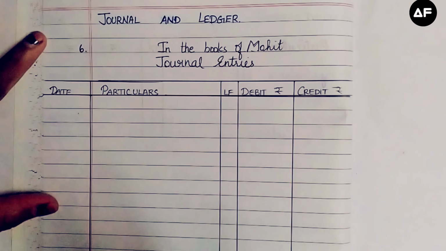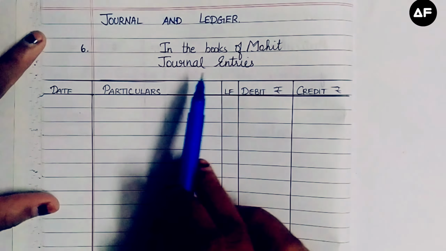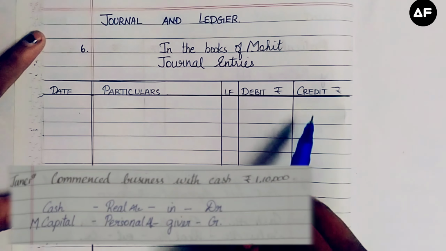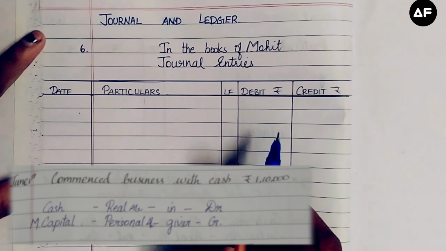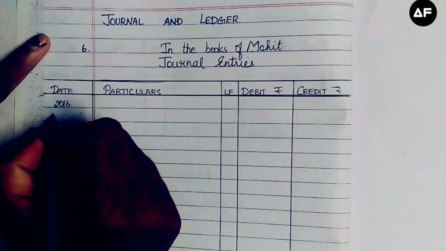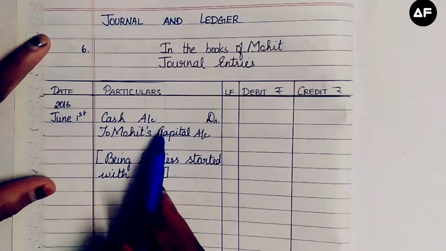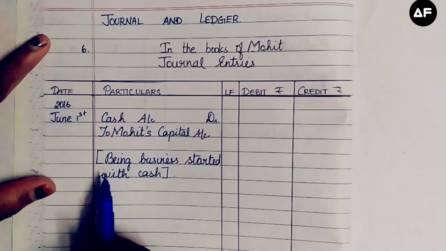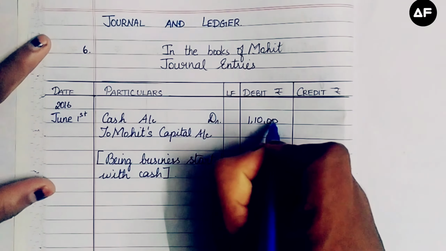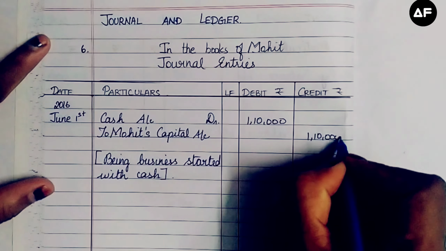Next, we are moving into the journal entries. Now I have written out the format of the journal entry with the heading in the books of Mohit, the proprietor's name, with journal entries. The format being date, particulars, ledger folio, debit amount and credit amount. Our first transaction, according to our analysis, we have got cash account debtor to capital. Therefore, first write down the date 2016 June 1st. The journal entry is cash account debtor to Mohit's capital. The narration being business started with cash, and the amount in the debit column as 1,10,000 for cash account debtor and Mohit's capital 1,10,000 in the credit for Mohit's capital account.